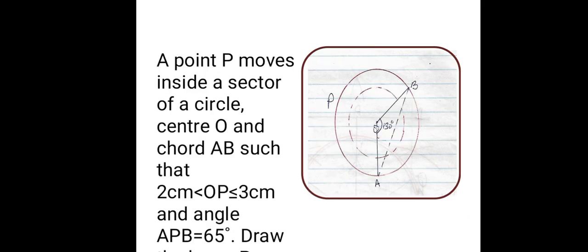A point P moves inside a sector of a circle, center O and chord AB, such that 2 cm is less than OP and OP is less than or equal to 3 cm, and angle APB is equal to 65 degrees. Draw the locus of P.